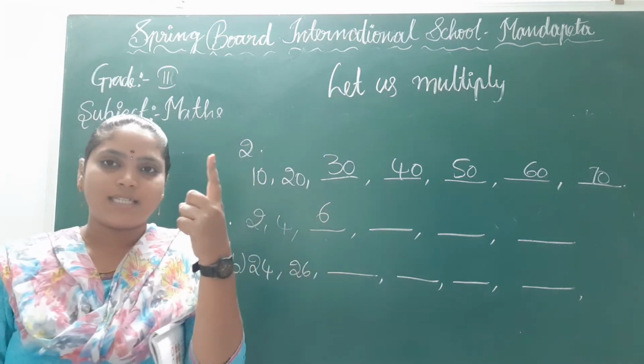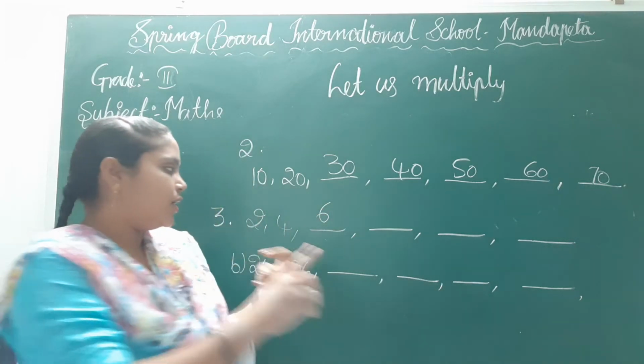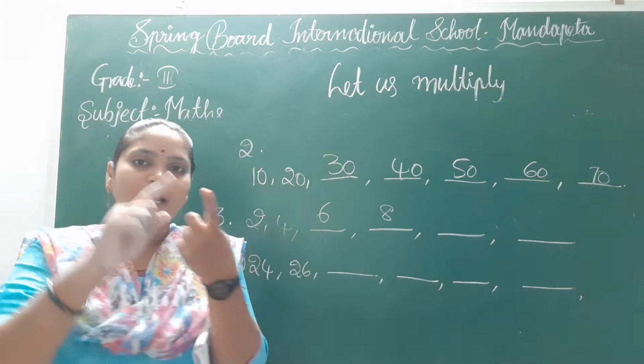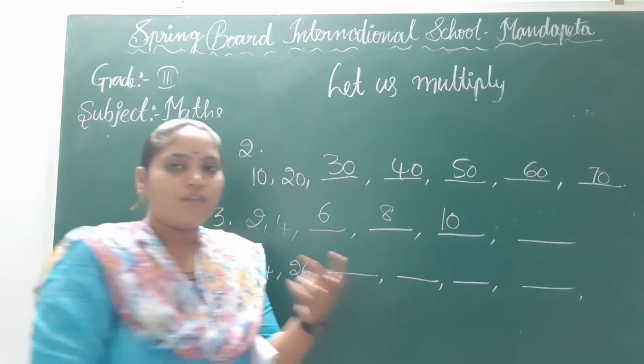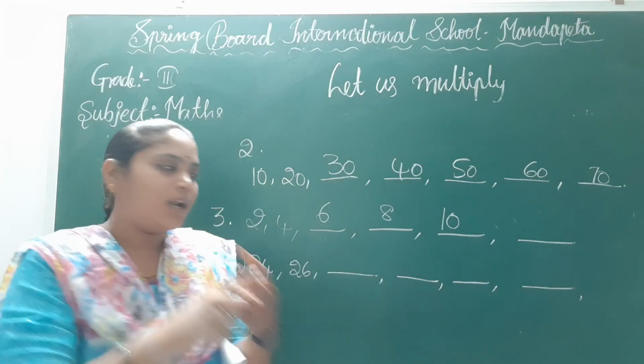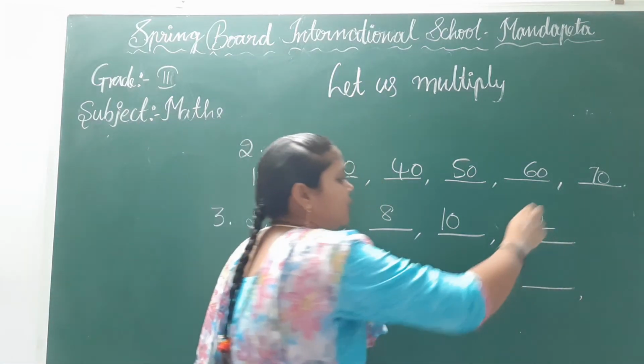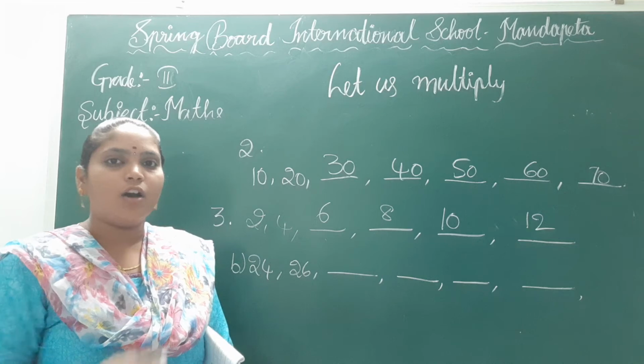So 6, after 7 comes 8. So 8. Next, 8, after 9 comes 10. So write 10 here. 10, after 11 comes 12. Write 12 here. Okay. This is the skip counting of 2's.